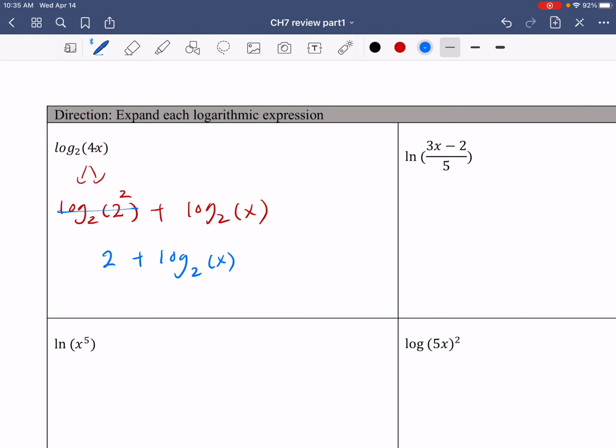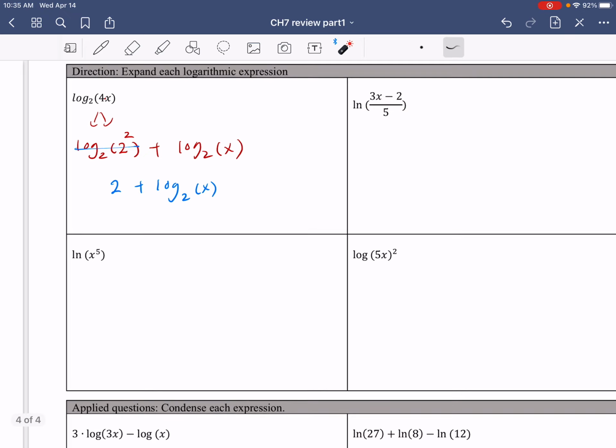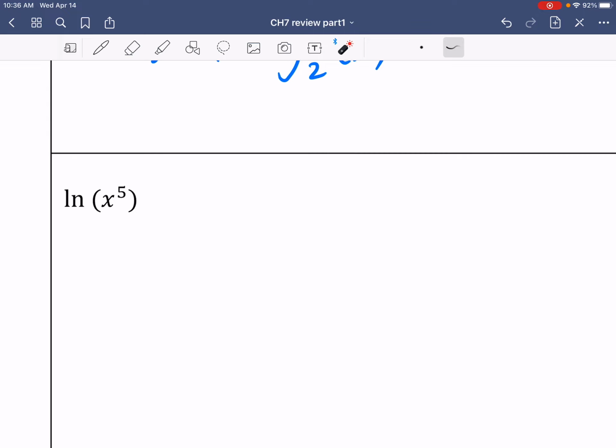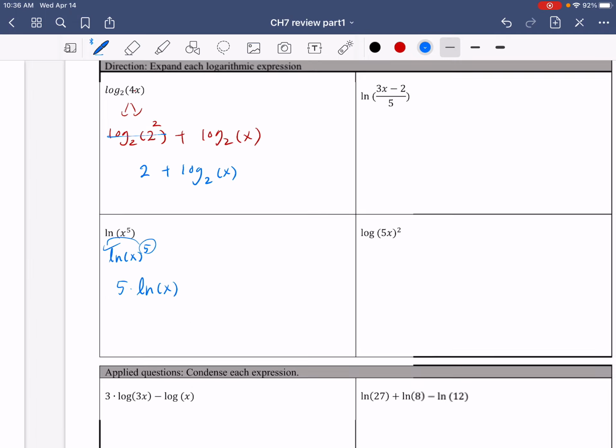Now try this question by yourself. This one is division, so it should be subtract. Now natural log, you see this exponent, this one you can write it like this, it's the same, and then you can just put it like that. So 5 times natural log of x, like that, okay?